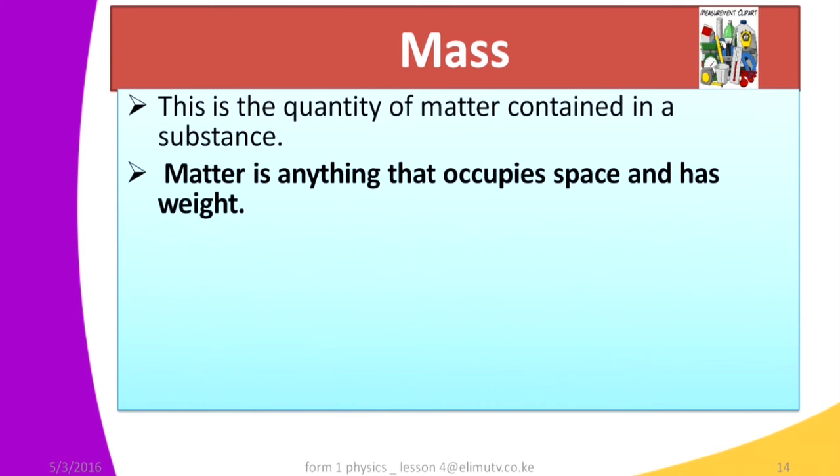If you are seated on a seat or a chair, no one else can come and sit on it because you have occupied space. And if you are very heavy and the chair is weak, it's likely to break because you have what? You have weight. That's what this statement means. Matter is anything that occupies space and has weight.